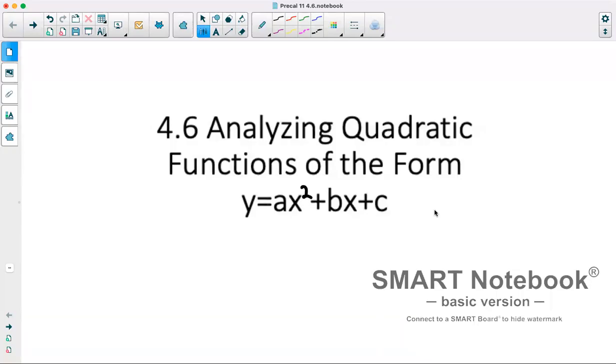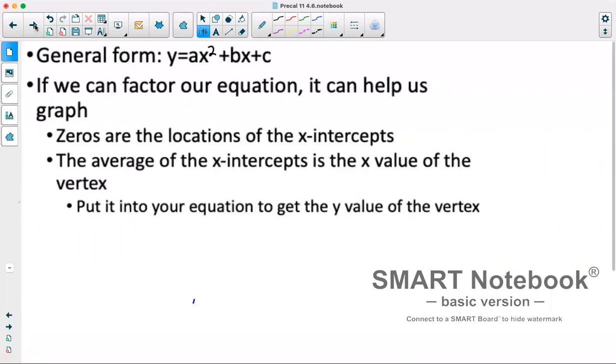Hi, today we're going over section 4.6, which is analyzing quadratic functions of the form y equals ax squared plus bx plus c. That form is known as our general form. Now, if we can factor it, it can help us graph because our zeros are the locations of our x-intercepts. If we average our x-intercepts, we have our x value of the vertex, which we can then put into our equation to solve for the y value of the vertex.